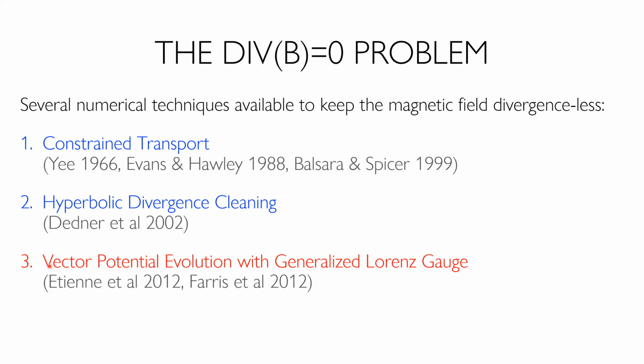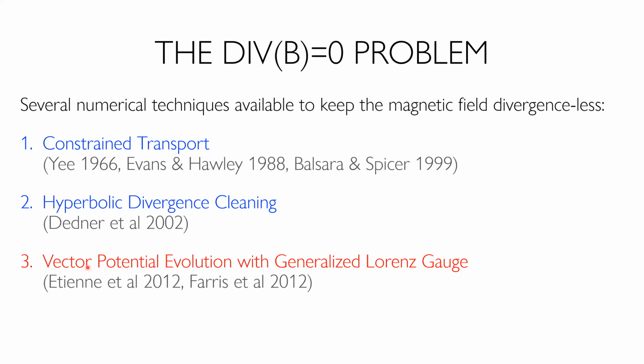A third formulation, which is the one that we use in Spritz and is also used in Illinois GRMHD, is the formulation in which instead of evolving directly the magnetic field, which is what is done by methods 1 and 2, you evolve the vector potential. And therefore, by computing the magnetic field from the curl of the vector potential, you, by construction, get a magnetic field that has zero divergence.